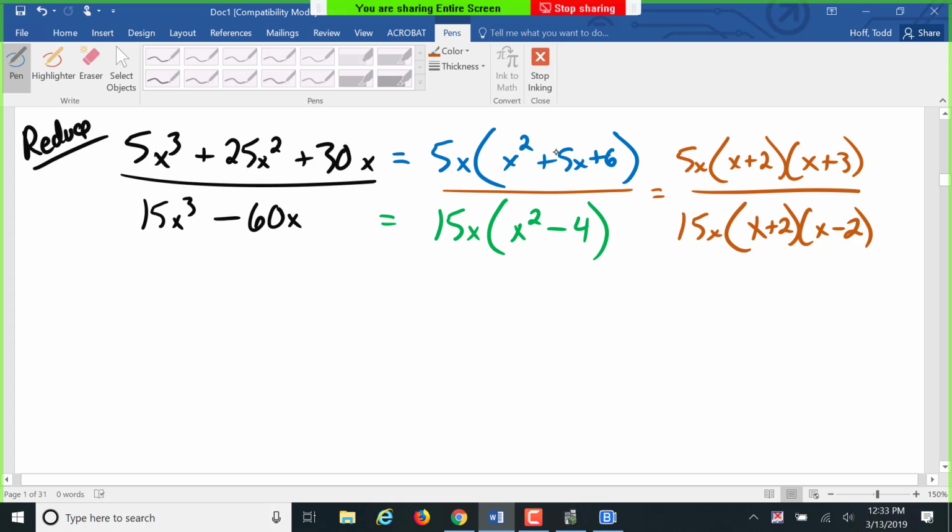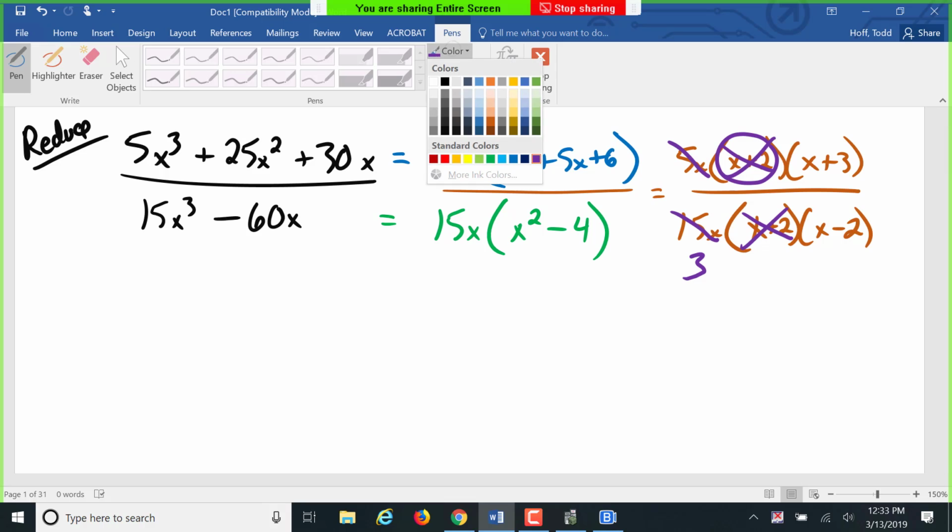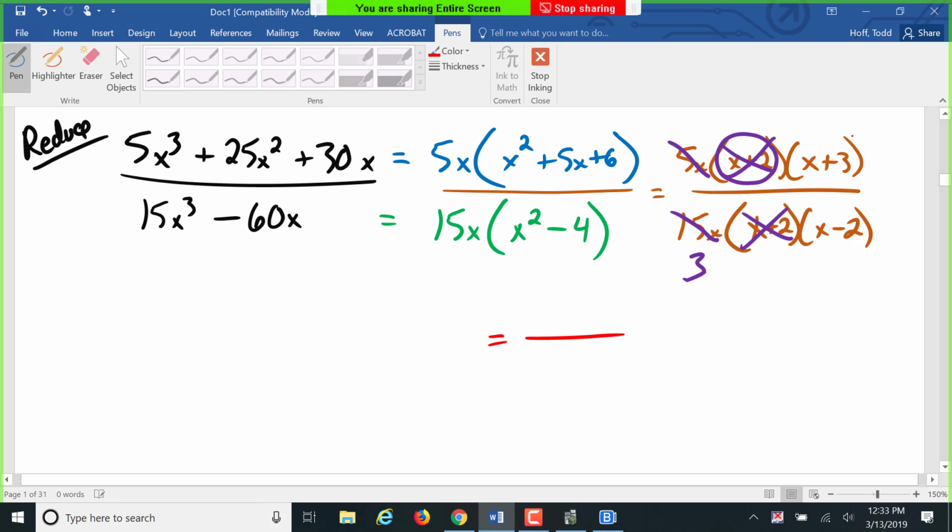So now we can reduce the 5x and the 15x. Both can divide by 5x, so this will divide out completely. 15x divided by 5x gives me just a 3 there. Then beyond that, for the other pieces, we have to cancel out complete factors. x plus 2 cancels out. So as our result, on top, we have only x plus 3, and on bottom, we have 3 times x minus 2.